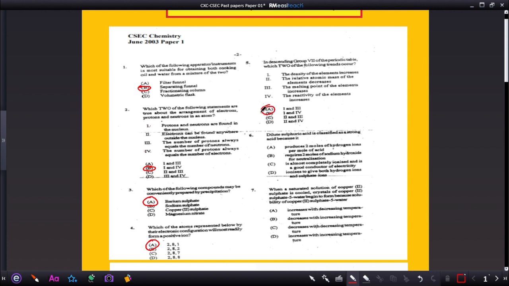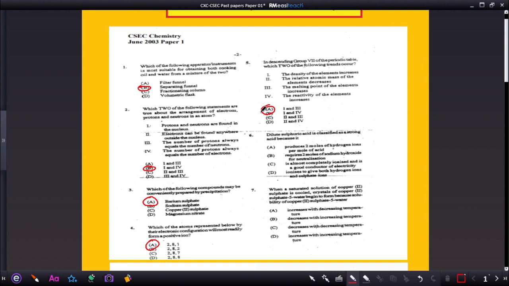For 2, the relative atomic mass of the elements actually increases going down the group. And for 4, the reactivity of the elements increases? No. For the halogens, the reactivity increases going towards fluorine. So reactivity increases going up the group.